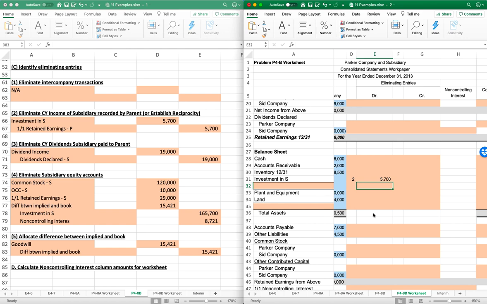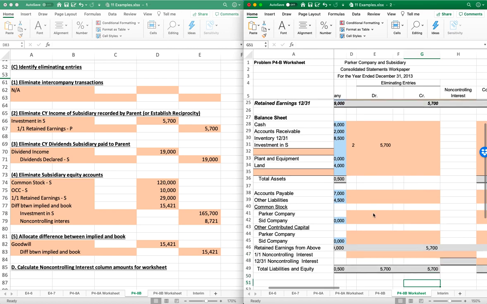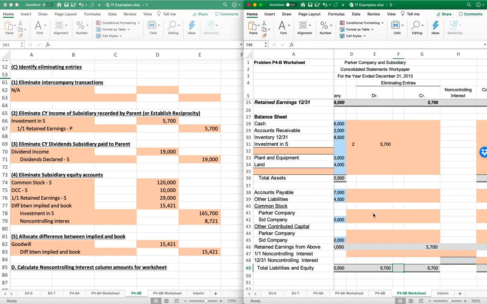And we're going to credit 1/1 retained earnings of the parent. So we need to head back up to the retained earnings statement. And we are going to credit the parent for $5,700. We're going to head down to the bottom of our sheet and make sure that our debits and credits balance. They do, so we are happy. Remember that they won't necessarily balance on every statement, but they do need to balance on our balance sheet.